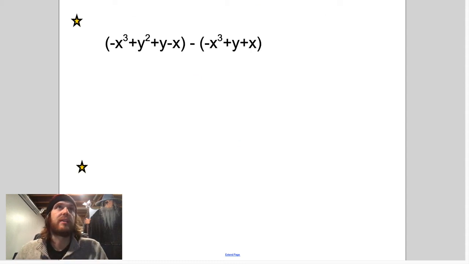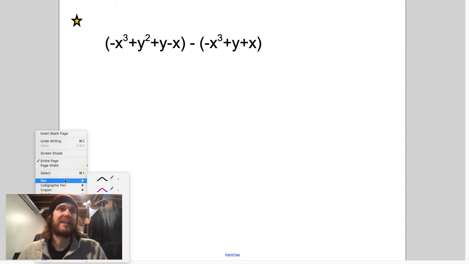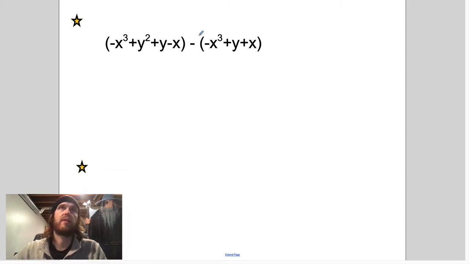So how do we subtract? Well, subtraction is very similar, except you add one very key step. And that key step is to, before you begin, we can't just combine like terms as it is, because this minus sign is about to change the sign of all of these. So what we do, minus negative x cubed plus y squared plus y minus x. What we have to do is we have to make sure that we are distributing.